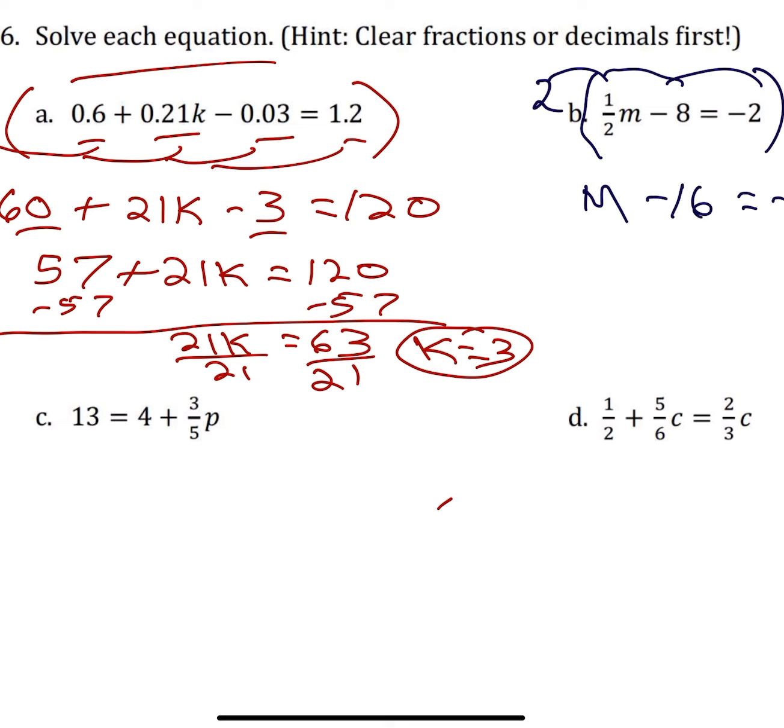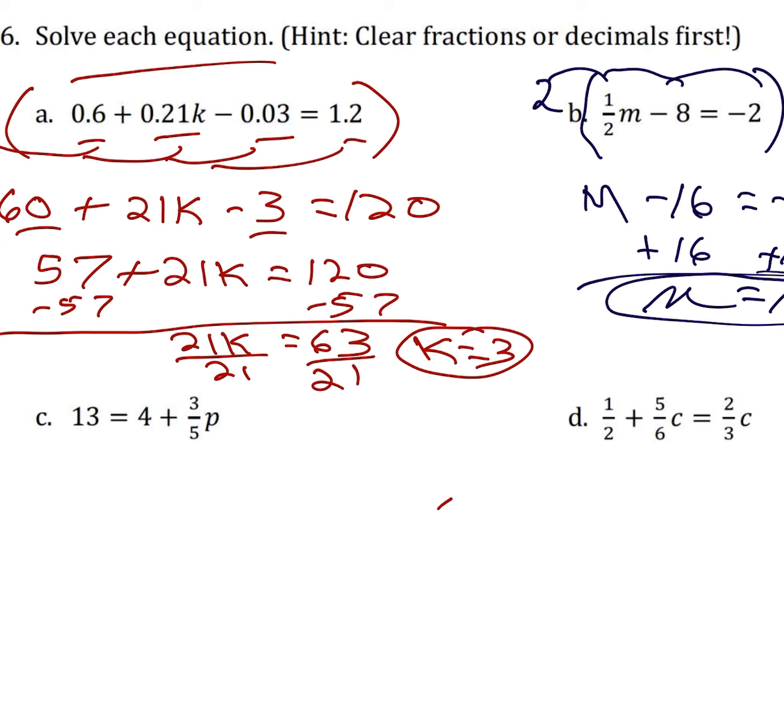Now, if you're not sure how 2 times 1/2 gave me just 1, think of it this way. 2 times 1/2 is simply 2 over 2, which is 1. I just wrote m instead of 1m. Add 16 to both sides, and nice answer of m equals 12. We are done. M equals 12.